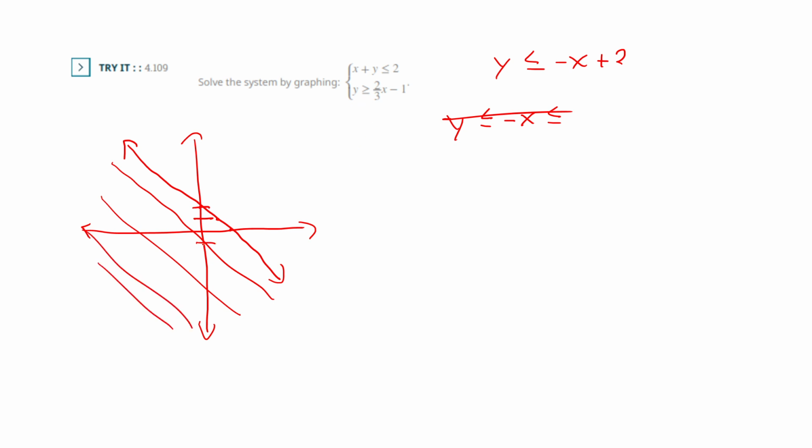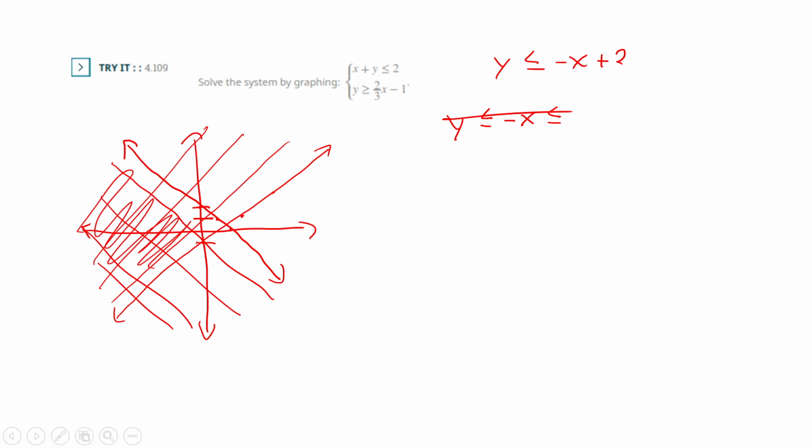Now let's do the other one. I've got negative 1. So my slope is 2/3, so up 2 over 3. I'm obviously just approximating this. Okay, something like that. Now, it has an equal involved, so I'm going to make that a filled in line. And I want the y's that are greater than or equal to that line. So I want y's that are up here. I know it's much better with the colors, but do you see that I've created an overlap region, a solution region, in there.